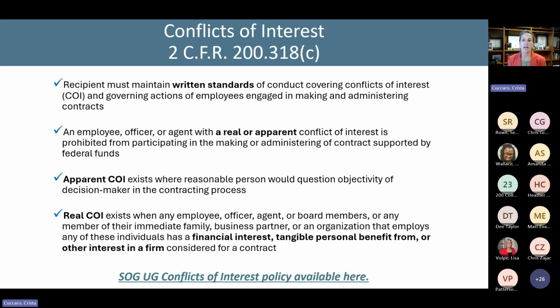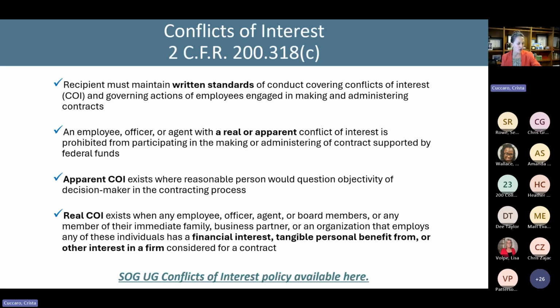So we're not just talking about employees or officers, which is the limited universe that we find under state law. We're talking about employees, officers, agents, people related to those folks, business partners, an organization that employs any of those people, right? If any of those individuals or entities has a financial interest in, tangible personal benefit from, or other interest in a firm considered for a contract, then we have a real conflict of interest relating to that employee, officer, or agent involved in making or administering the contract, right?